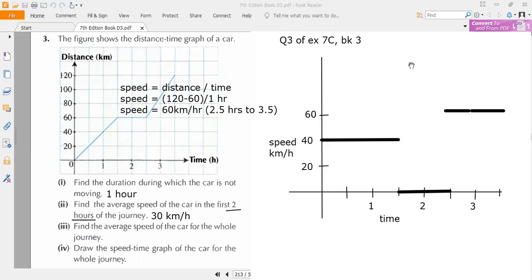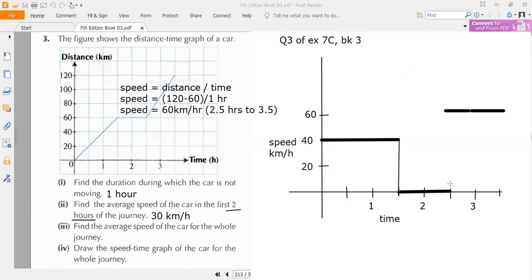But I have to do one more thing. I have to show a connection here. How will I show the connection? See, from 40 kilometer per hour, the body goes to 0. Here, the speed was 40 kilometer per hour. Here, the speed was 0 kilometer per hour. So this is my 0. And after 0, again, the body has reached a speed of 60 kilometer per hour.